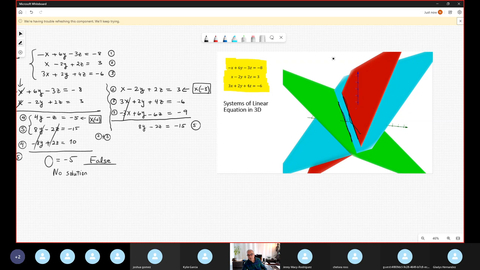However, this line and this line are parallel, never touch. Basically, the solution between the green equation and the blue equation is that line. Suppose we have only two equations in the system, the blue and the green, we have infinitely many solutions. However, if I include one extra equation, the red, the solution between the blue and the red is this line.